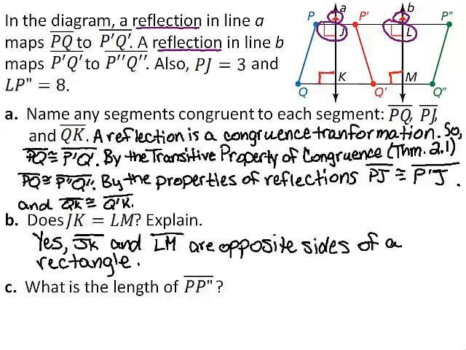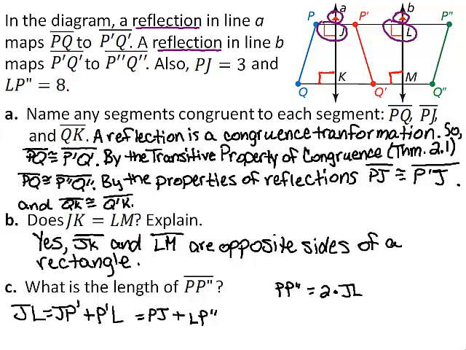Part C. What is the length of segment PP''? By the reflections in parallel lines theorem, PP'' equals 2 times JL. By the segment addition postulate, JL equals JP' plus P'L. By the properties of reflections, JP' is congruent to PJ, and P'L is congruent to LP''.